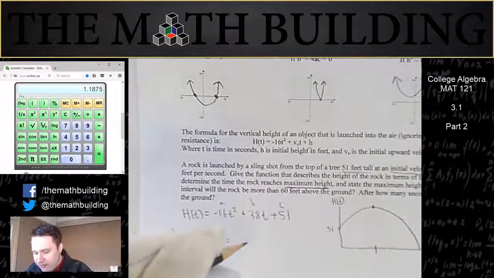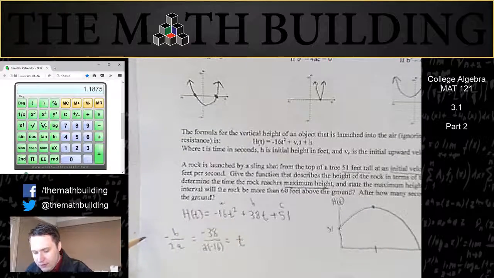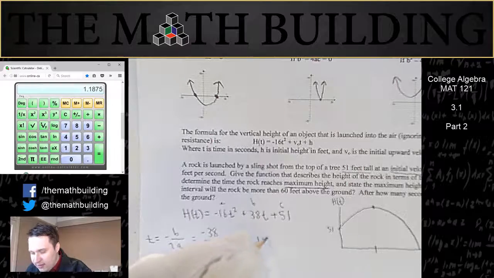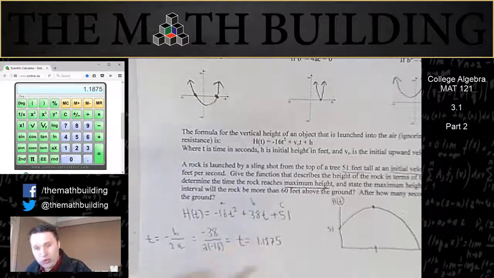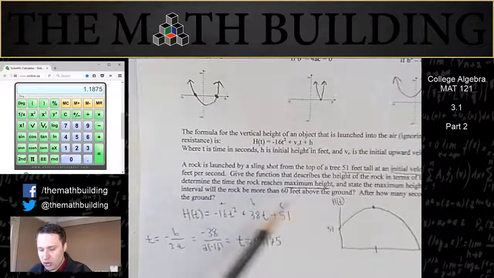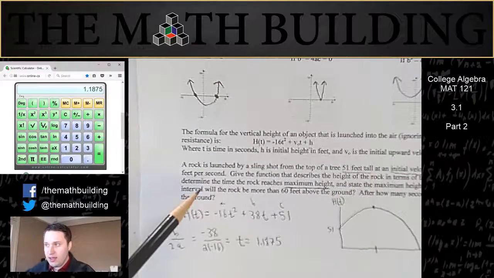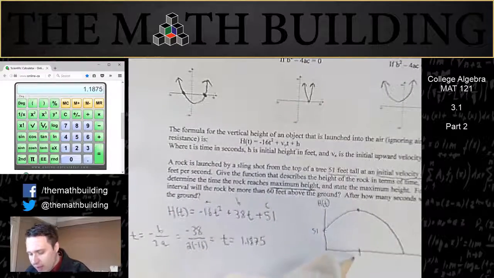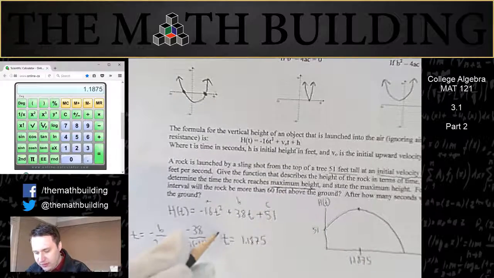So we get a time of t. The vertex is going to be 1.1875 seconds, which is pretty fast if you think about it. If you do a slingshot up at an initial velocity of 38 feet per second, it's going to be at its maximum height just after a second. So this time right here is 1.1875. So that's the answer to that part.